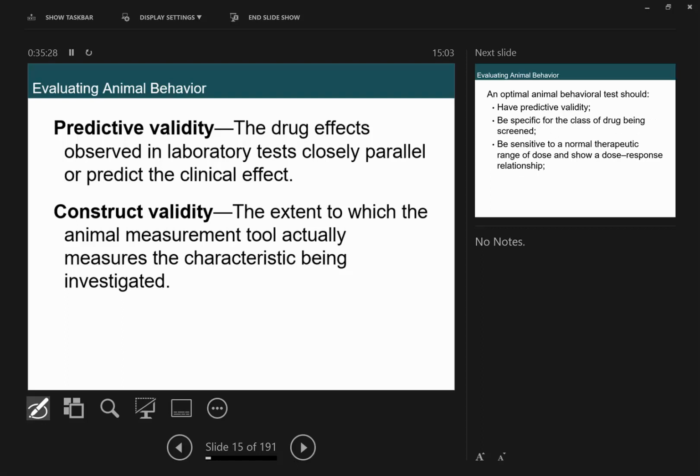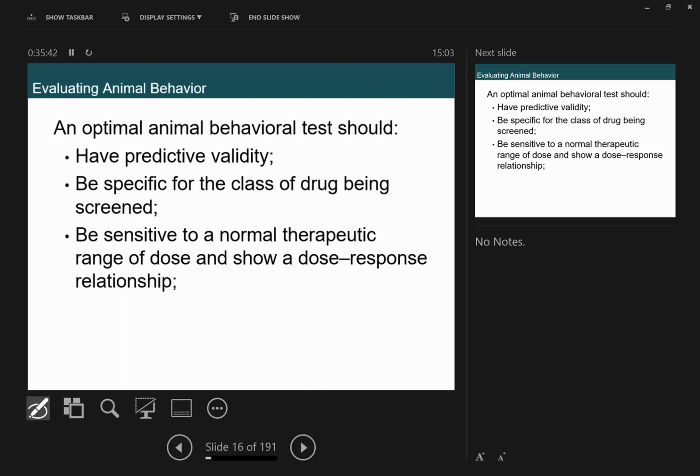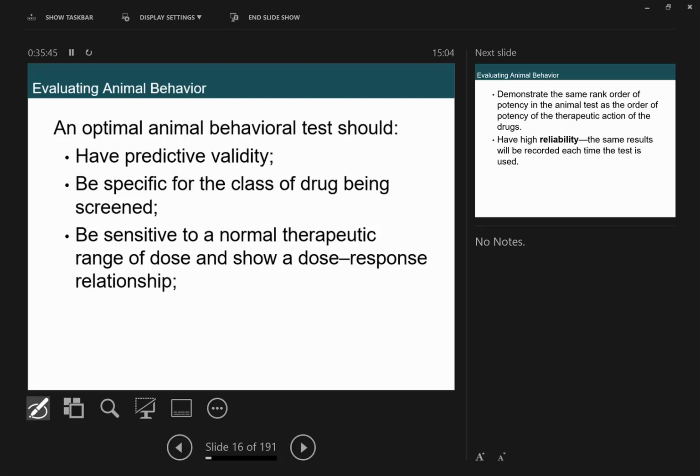If we think about predictive validity, it's not a big deal. We're going to do a test. Hopefully, whatever happens in that experiment is what happens when we give the drug to the public. Okay? If we're doing a study on animals, we want it to be predictive. It's going to be specific for that particular drug.